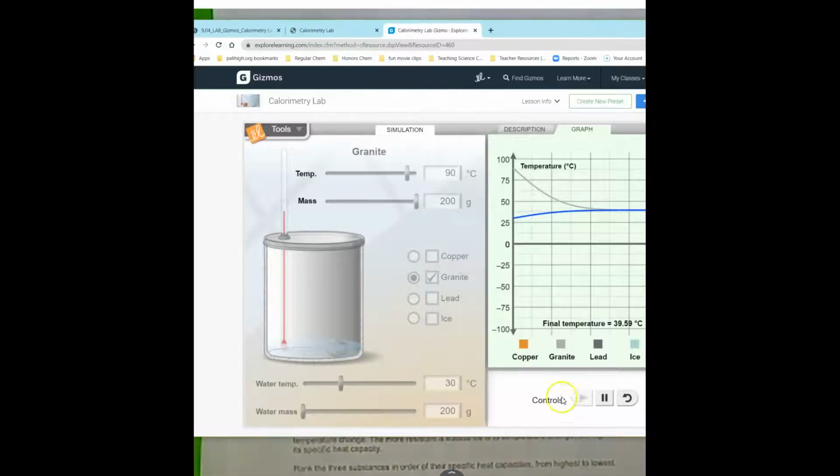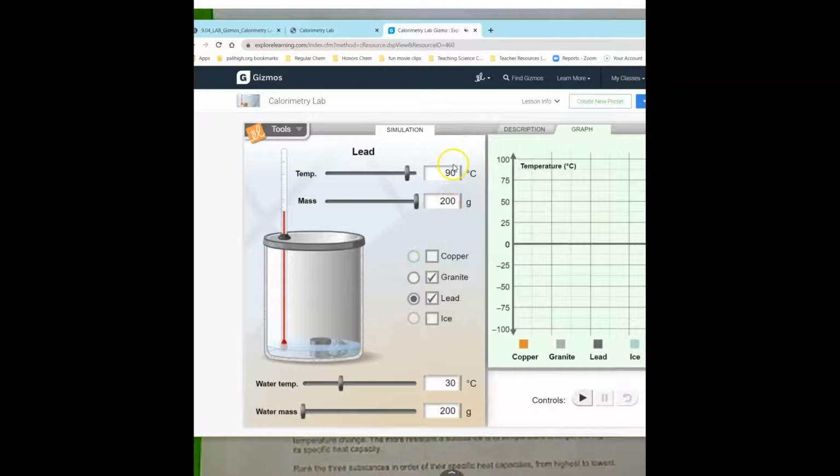Writing that down. And let's test the lead. 90 degrees, 200 grams, 30 degrees, 200 grams. We're going to test just lead. We got to get granite out of there. Just lead. And here we go.